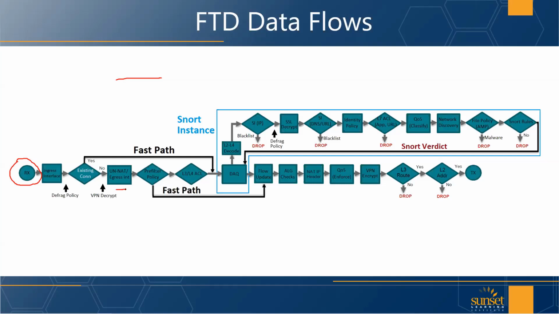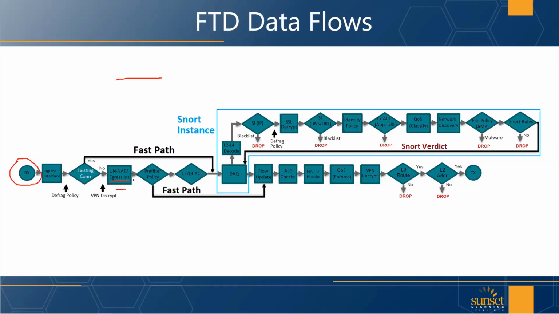So the first thing we do is we unNAT it and we look for an egress interface. We unNAT it and we say, do we have a route to that egress interface? Yes or no. If we do, great, we let it through. If not, we can drop it there.